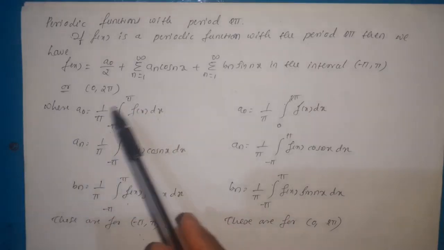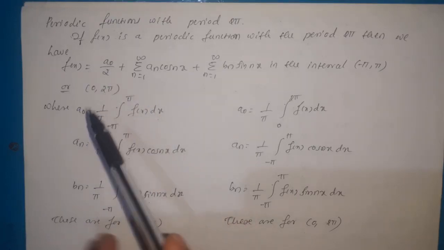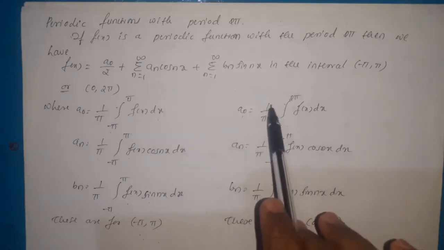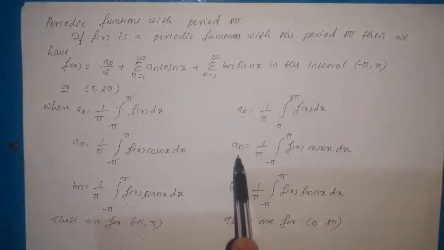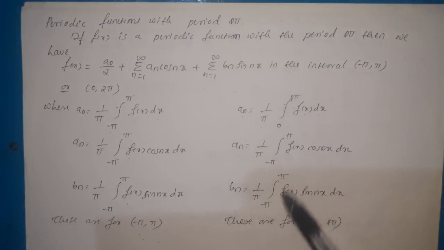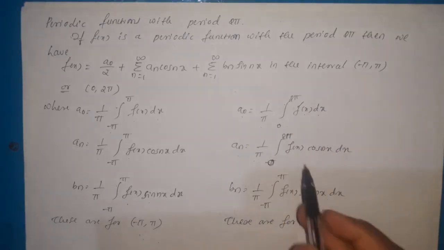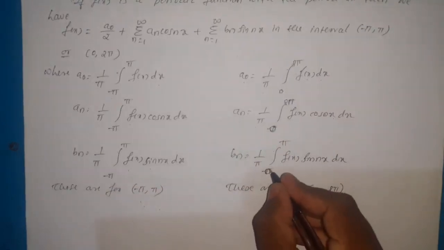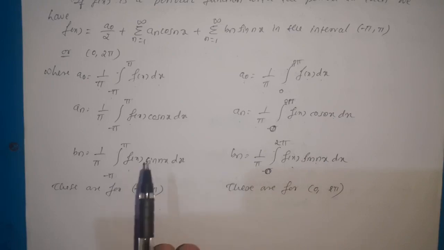So if the interval is minus pi to pi, then these are the formulae for the Fourier constants, because here the interval of integration is different. And if the interval is 0 to 2 pi, then the formula will be like this: a naught equal to 1 by pi integral from 0 to 2 pi of f of x dx, and a n equal to 1 by pi integral from 0 to 2 pi of f of x cos nx dx, and bn is also 1 by pi integral from 0 to 2 pi of f of x sin nx dx.